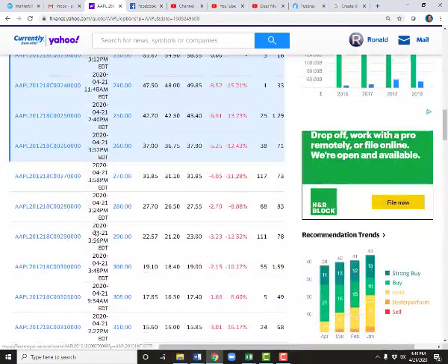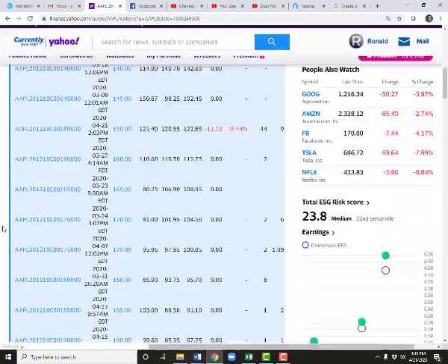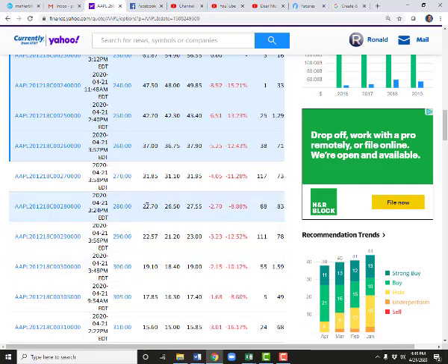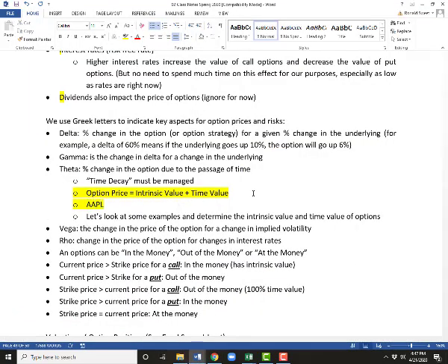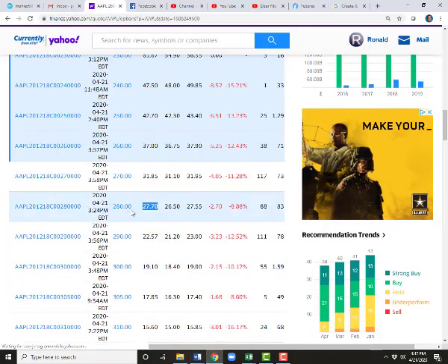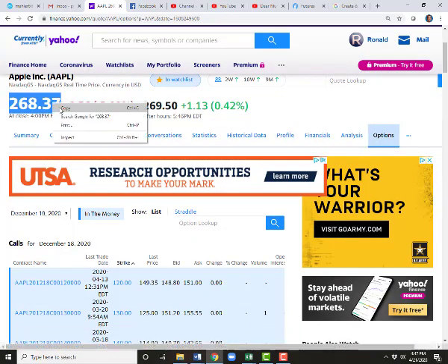So the 280 on Apple, I switched the dates here. So this is December 18th, 2020. So that 27.70, that is the option premium. All right, so we're going to take Apple, 280 strike. The call premium is 27.70. And where does our stock price close? At 268.37. Let's just round it to 268.